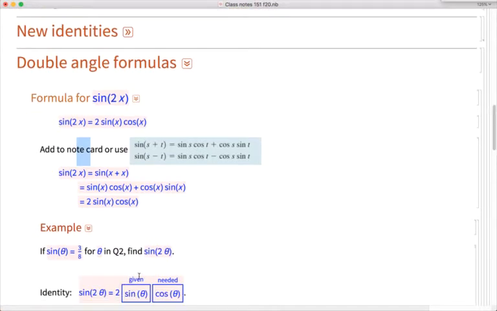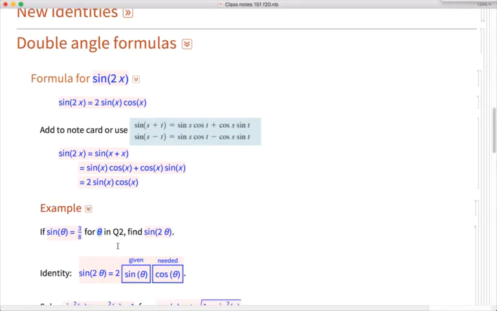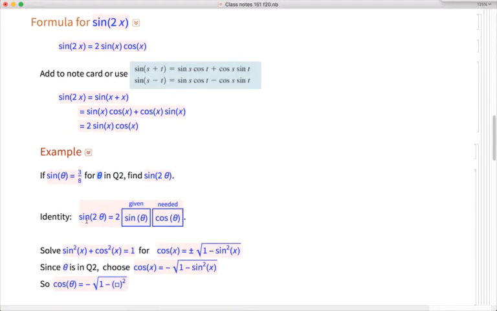Okay, so here's the example. We're going to compute sine of 2 theta given some information about sine of theta. We're told that sine of theta is 3/8, curious number, and that theta is in quadrant 2. Okay, so this is what we're trying to compute, sine of 2 theta. So we use the identity: sine of 2 theta is twice sine of theta times cosine of theta.